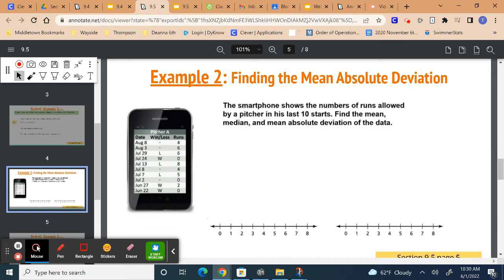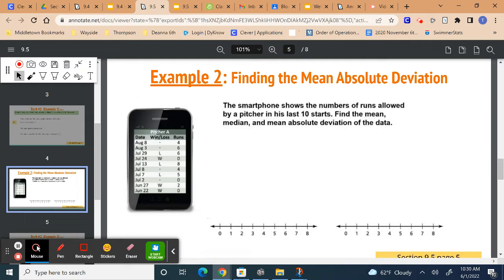Okay, so we are still working with 9.5, which is mean absolute deviation. We are on example 2. It says the smartphone shows the numbers of runs allowed by a pitcher in his last 10 starts. Find the mean, median, and mean absolute deviation of the data.